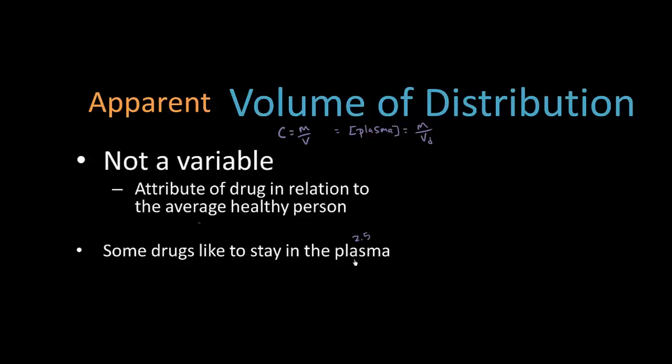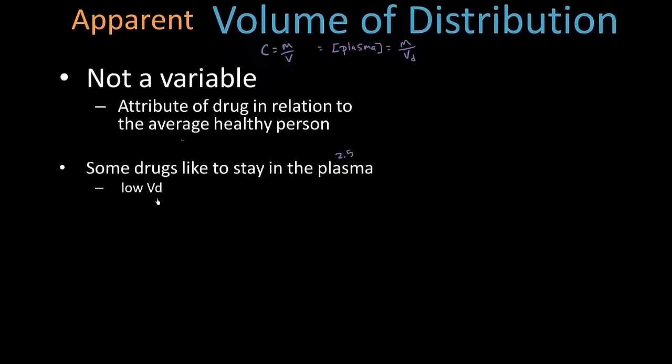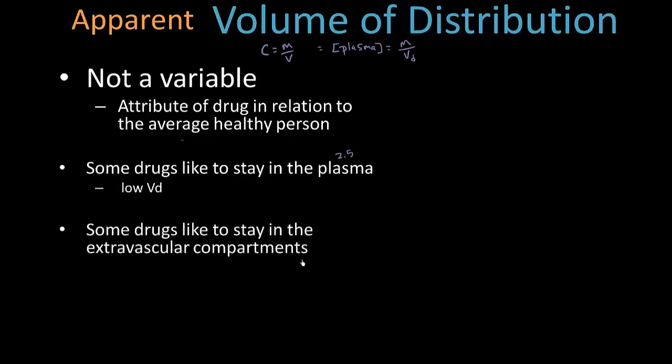So for drugs that like to stay in the plasma, it means it's distributing in a really small volume. When a drug has this attribute, we say it has a low volume of distribution. Conversely, if a drug likes to stay in the extravascular compartments, which have a larger volume, we say this has a high volume of distribution. What are some ballpark numbers? Typically I say, if the volume of distribution is less than 9 liters, and this is really ballpark, I would say it has a low volume of distribution. Whereas if a drug likes to stay in the extravascular space, it has a higher volume of distribution, I would say greater than 40 liters.